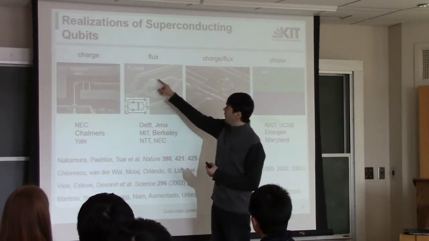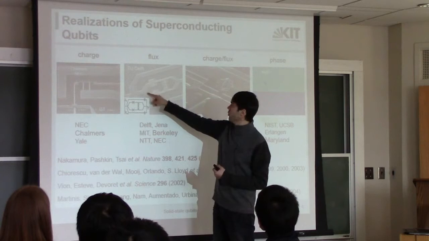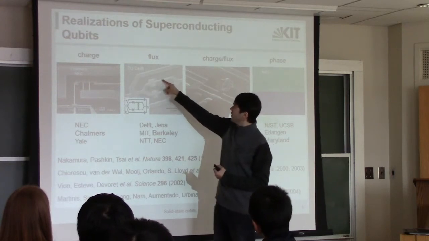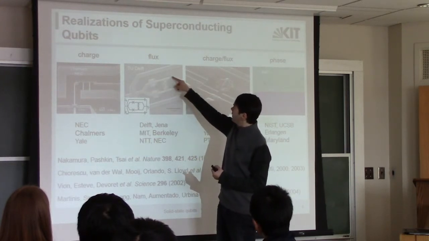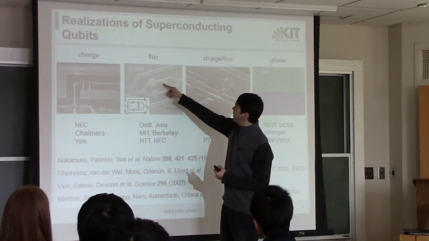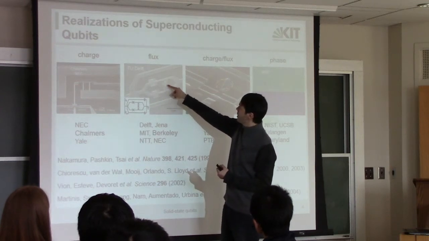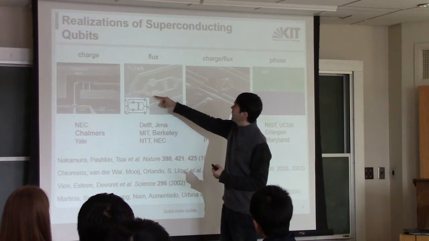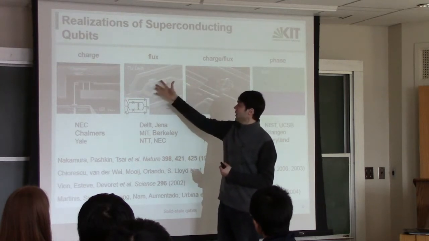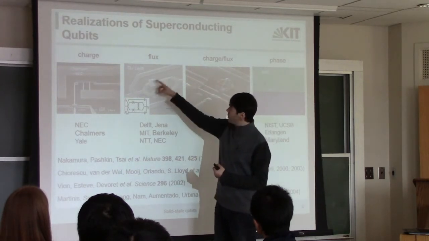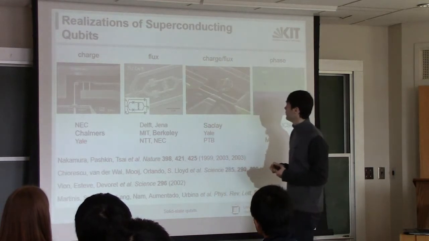Flux qubit must have a loop for flux to flow left and right. This is actually the readout squid I'm pointing at. This is the qubit. It has several Josephson junctions here made by shadow technique. And this is the readout circuit, which is another squid that measures whether current flows left or right.